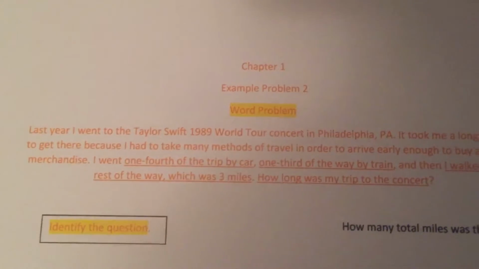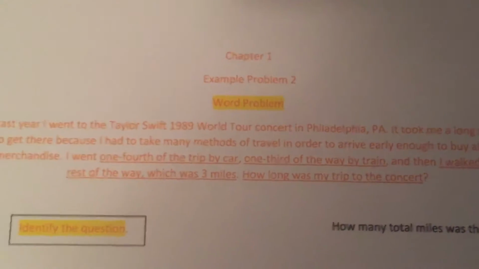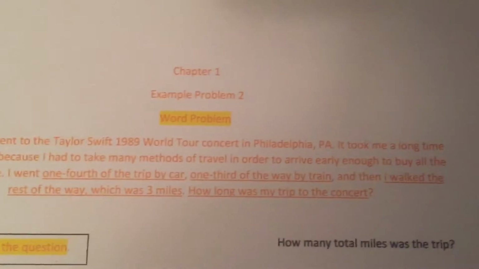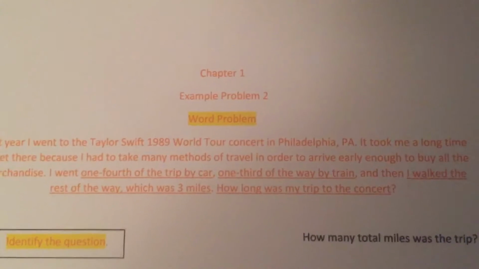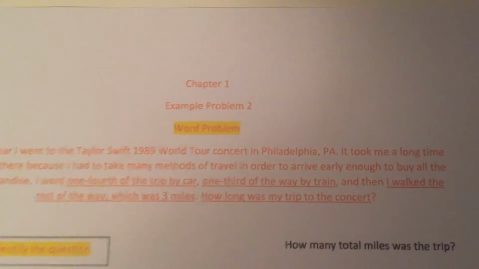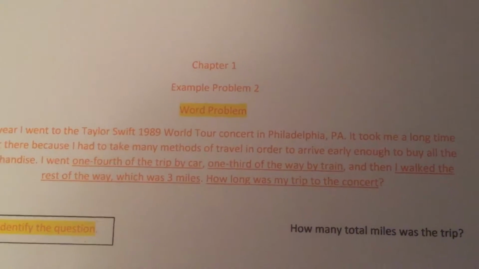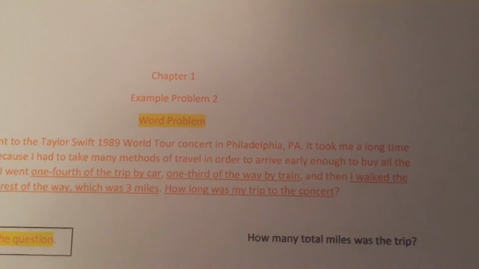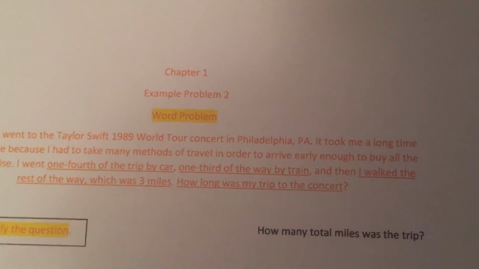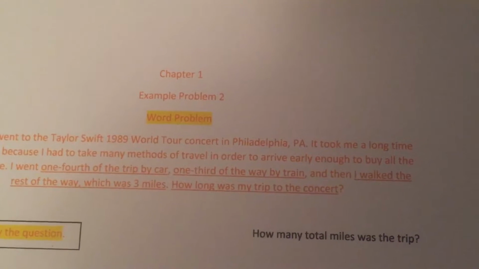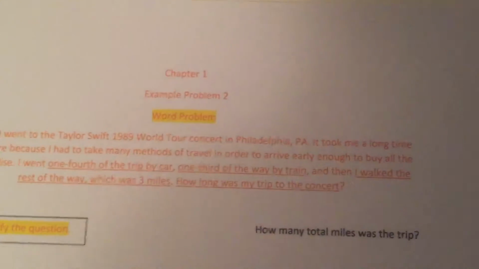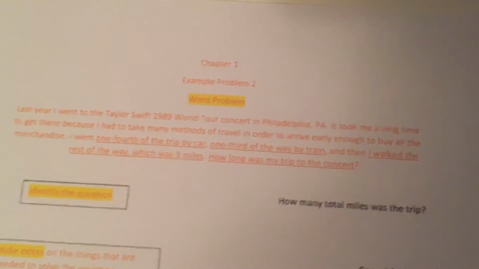My word problem is, last year I went to the Taylor Swift 1989 World Tour concert in Philadelphia, PA. It took me a long time to get there because I had to take many methods of travel in order to arrive early enough to buy all the merchandise. I went 1/4 of the trip by car, 1/3 of the way by train, and then I walked the rest of the way, which was 3 miles. How long was my trip to the concert? So I underlined the key things that you need to know.